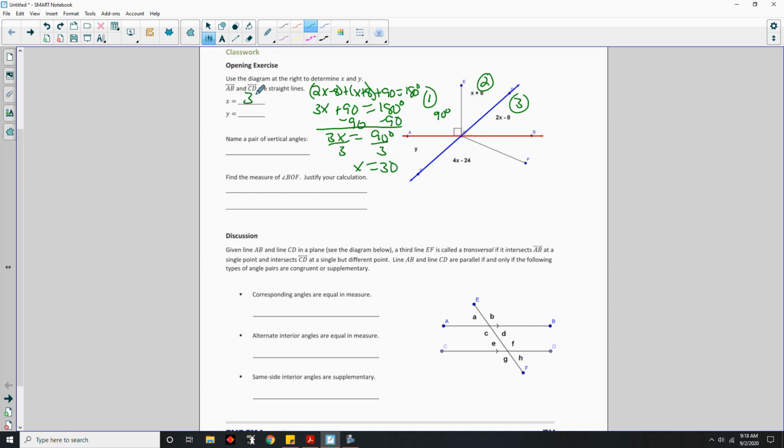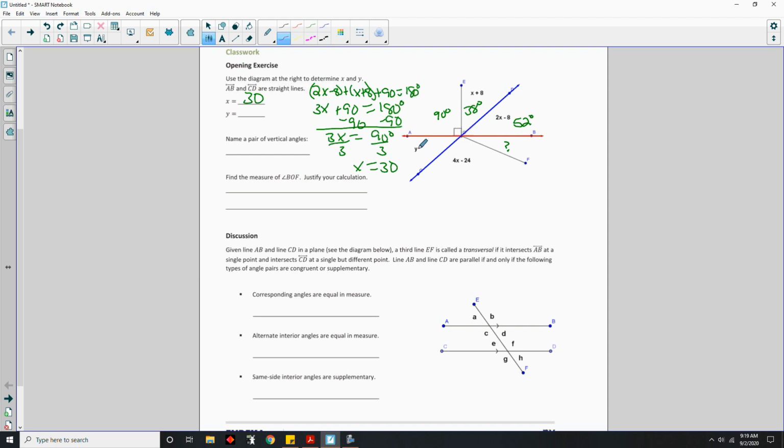So x is 30. So if x is 30, this is 38 degrees. If x is 30, this is 30 times 2, which is 60, minus 8, which is 52 degrees. 52 plus 38 is 90. 90 plus 90 is 180. Okay, so now let me just get rid of these 1s, 2s, and 3s. All right, and now we have to find y. Well, I still don't know what this is, so I'm going to leave that alone.